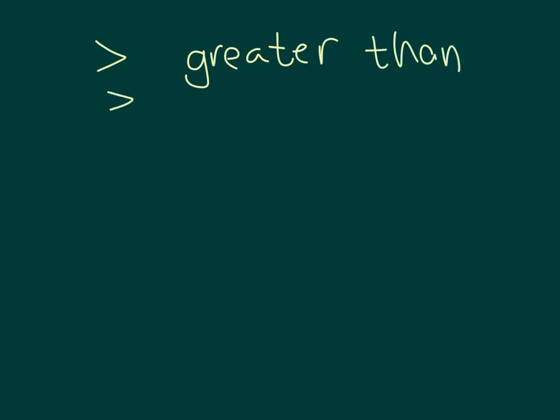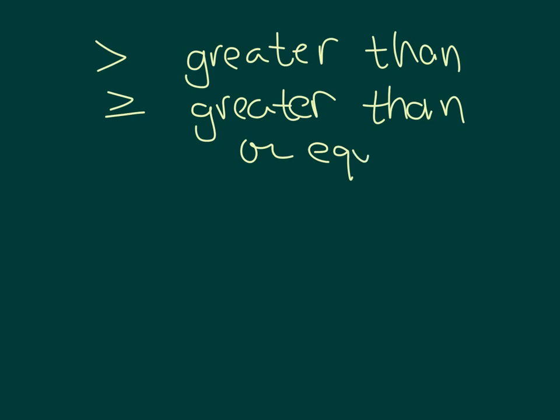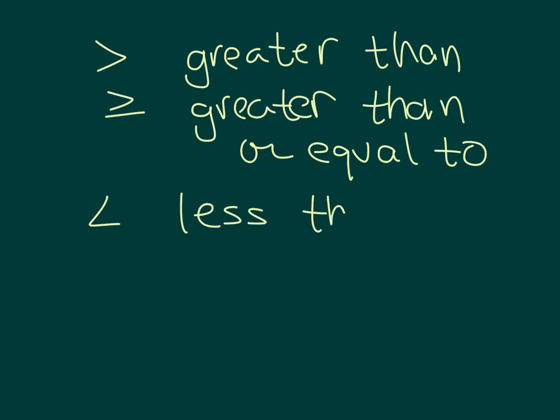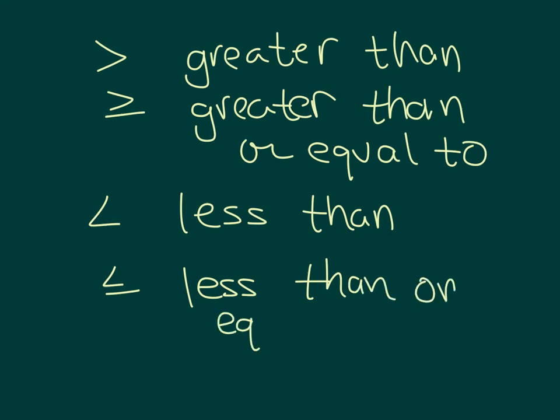So, just a brief review of inequality symbols. That is greater than, and this is greater than or equal to. And then we have less than, and we have less than or equal to. Just remember those inequality symbols. Always remember that the point points at the smaller number. Okay, and that's about it.